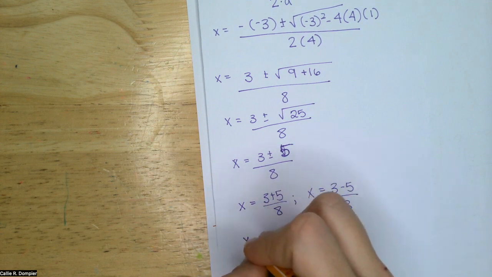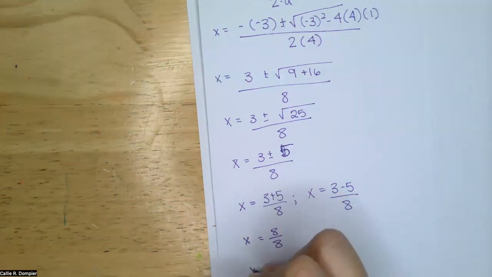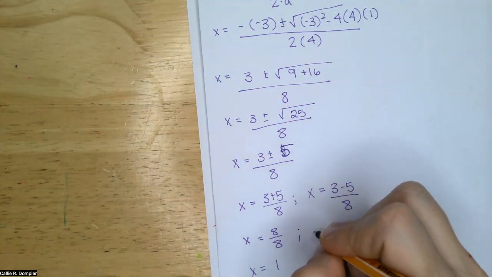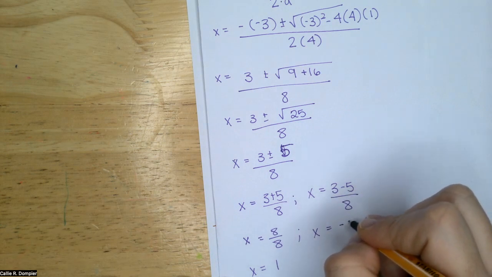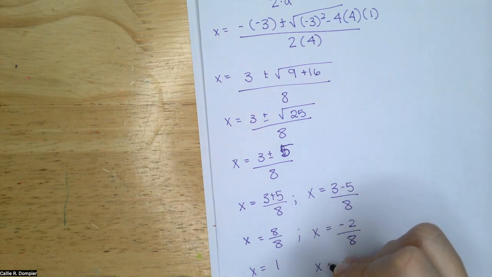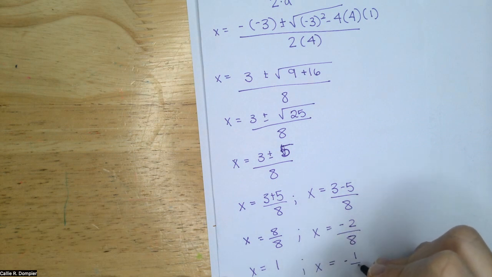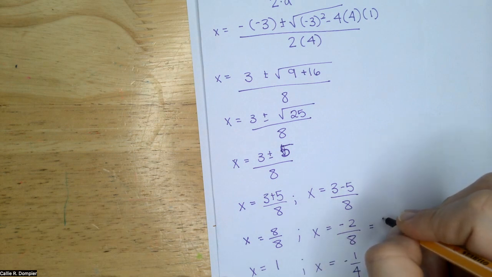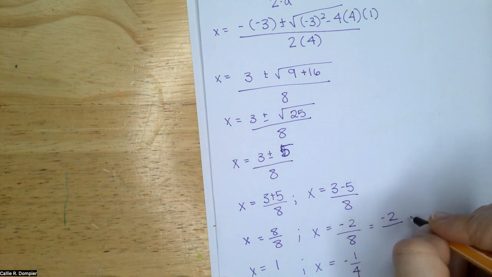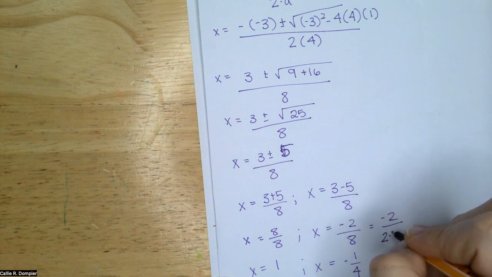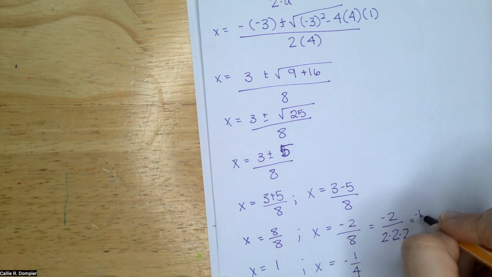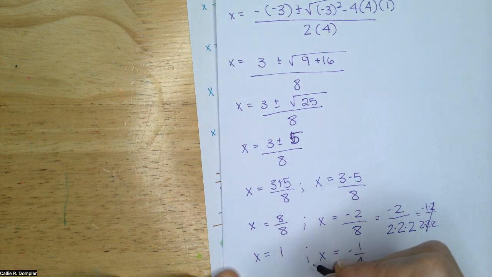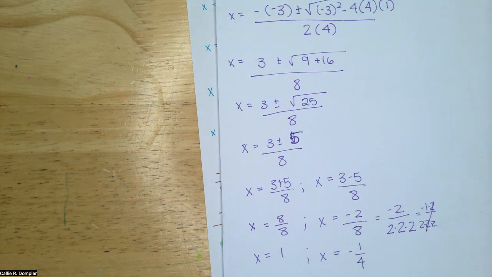3 plus 5 over 8 is just 8 over 8. 8 divided by 8 is 1. Here we have 3 minus 5 is a negative 2 over 8. And that would be negative 1/4, right? Because that would be negative 2 over 8, negative 1 times 2 over 2 times 2 times 2, negative 1 divided by 2 times 2. So x is 1 or x is negative 1/4. Good.